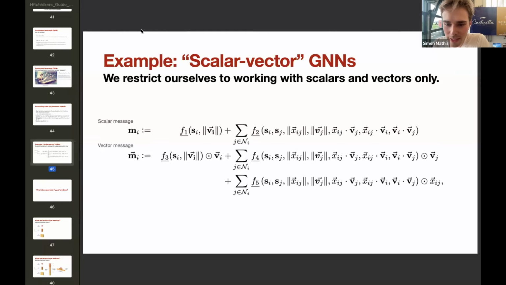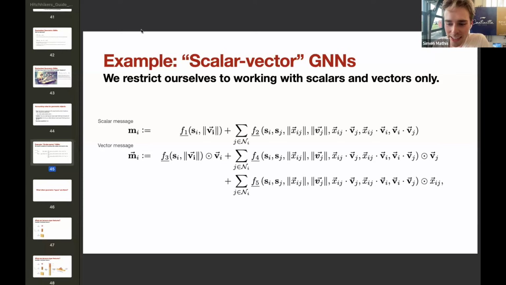Now, if we have a vector message, we need to think of all the possible ways of, if we wanted to write down the most general vector message that we could build, if we allow ourselves to use scalar and vector features, then we have to think of all the ways that we're allowed to combine scalars and vectors such that the output is a vector. And in the equation, you just see this exercise carried out.